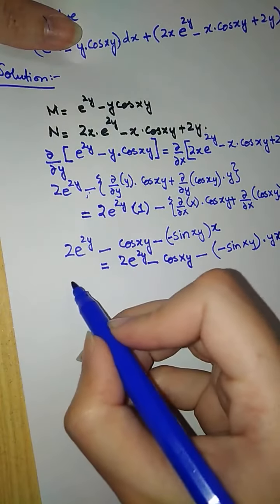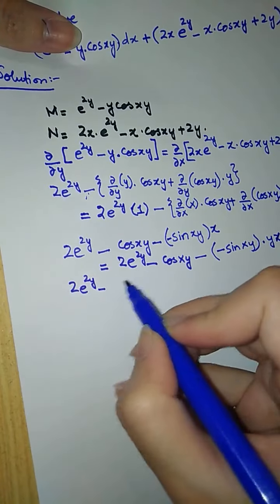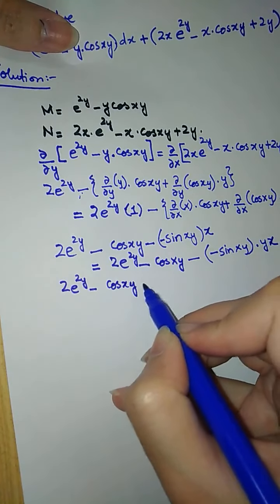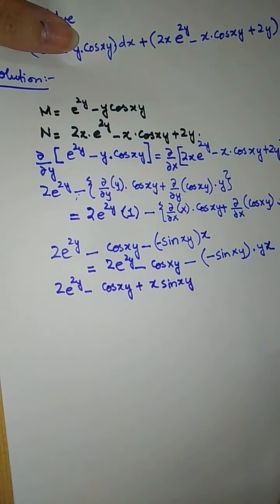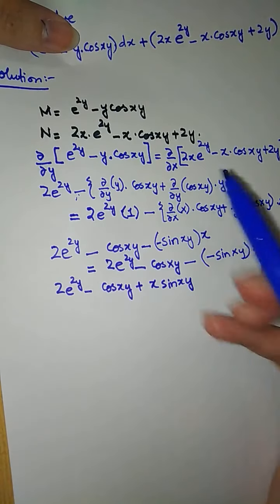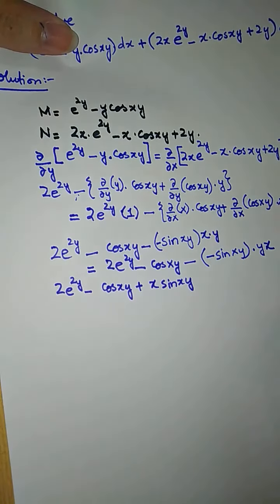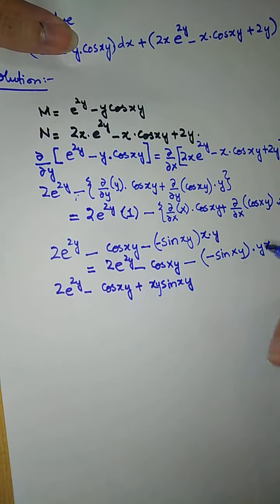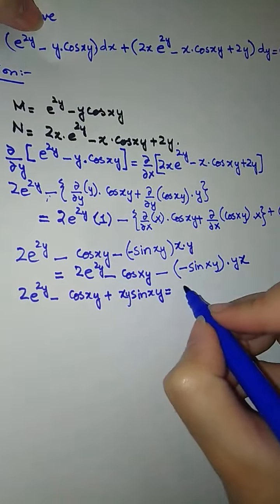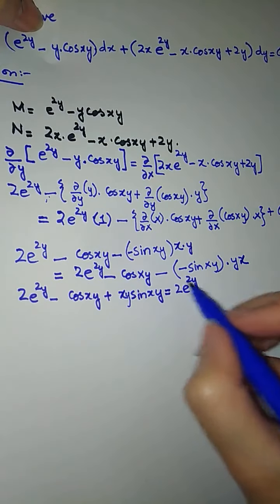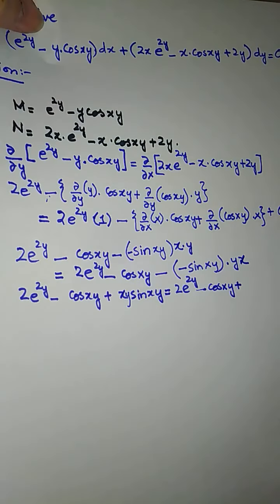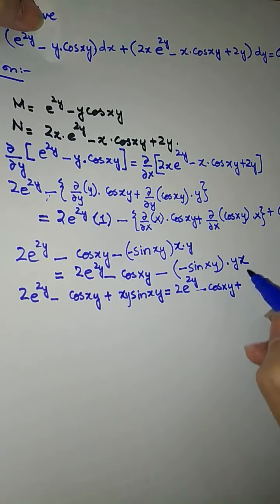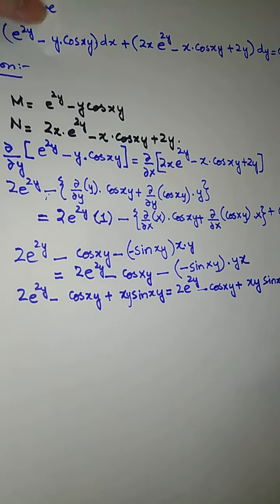Now we arrange it: 2e^(2y) − cos(xy) + x sin(xy), and here we are missing this y, so I am also writing x times y, which equals 2e^(2y) − cos(xy) + xy sin(xy).